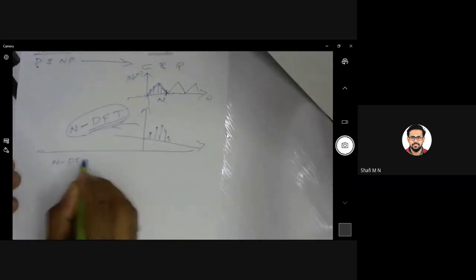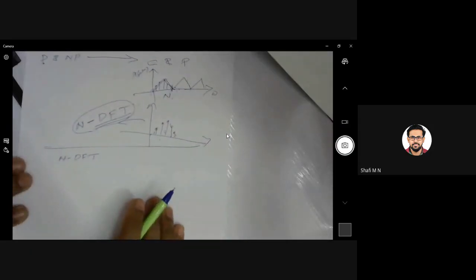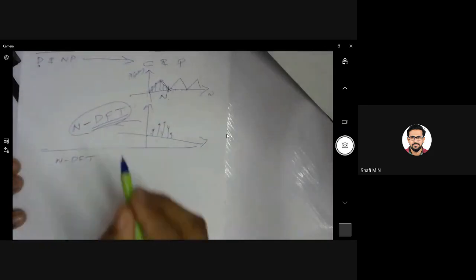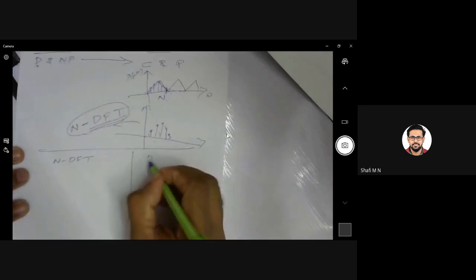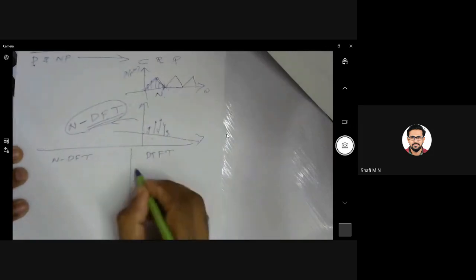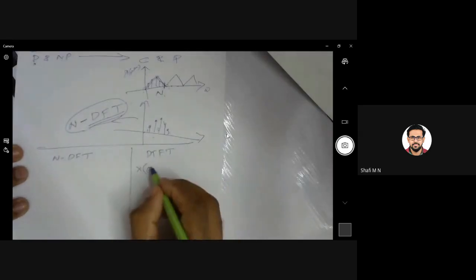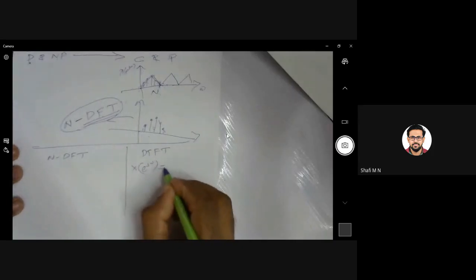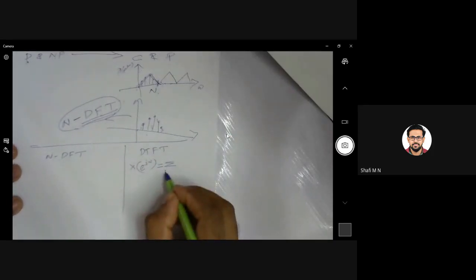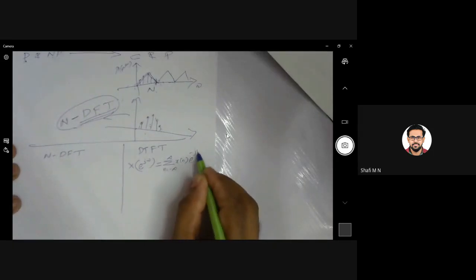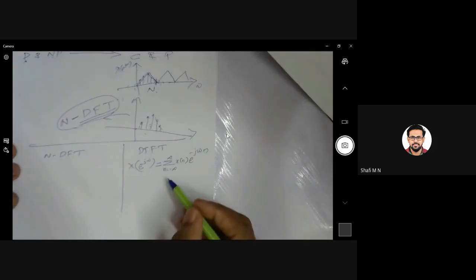So let's directly move on to the equation. This is the equation for the N-point DFT. How can we calculate an N-point discrete Fourier transform? What we are actually doing is sampling the DTFT signal. What was the equation for DTFT? You should compare these two things. The DTFT was X of e power j omega, given by the sum from n equal to minus infinity to infinity of x of n e raised to minus j omega n. Hope you remember this equation which we discussed yesterday.